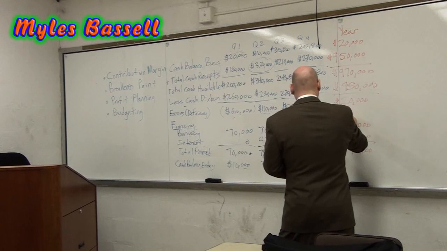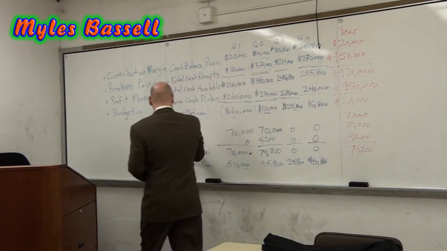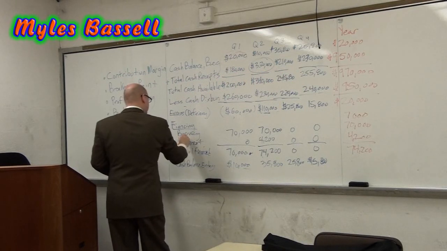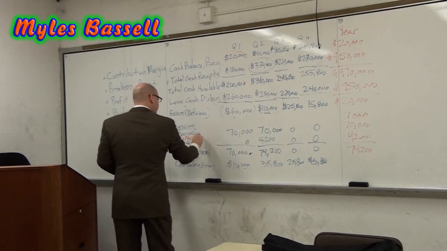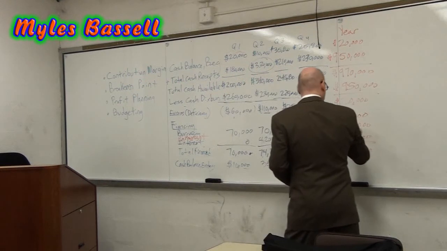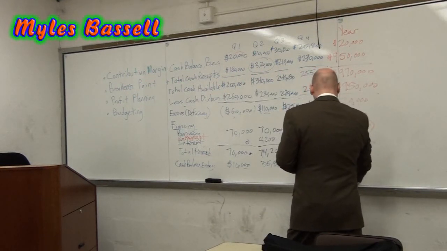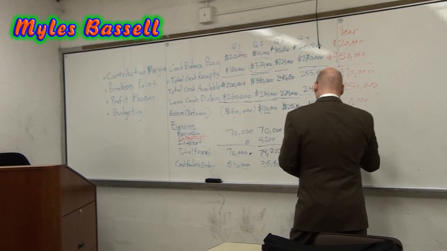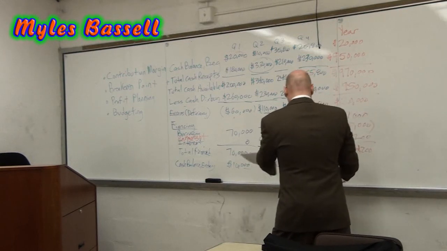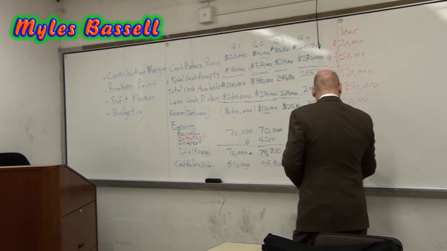Actually, the financing at the beginning was $70,000, and then we left out the repayments. We had a repayment of $70,000. And our cash ending balance is $15,800.